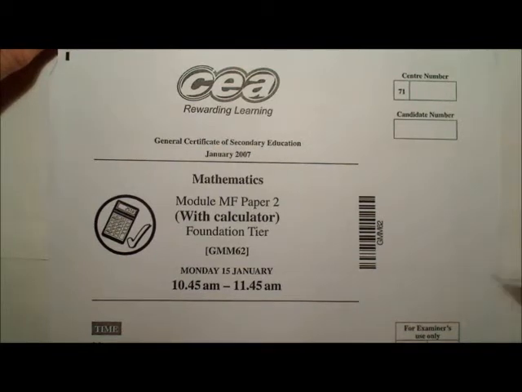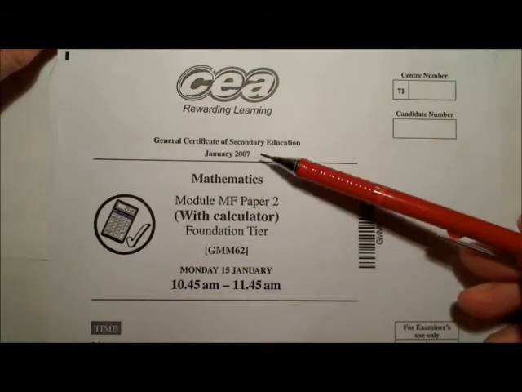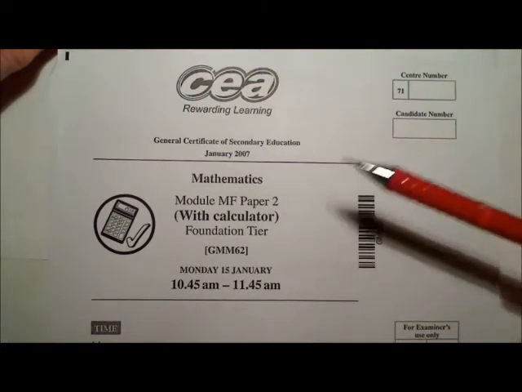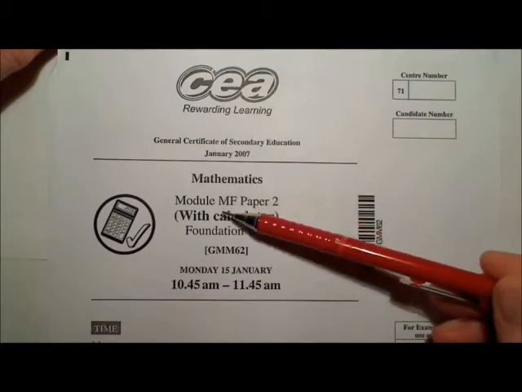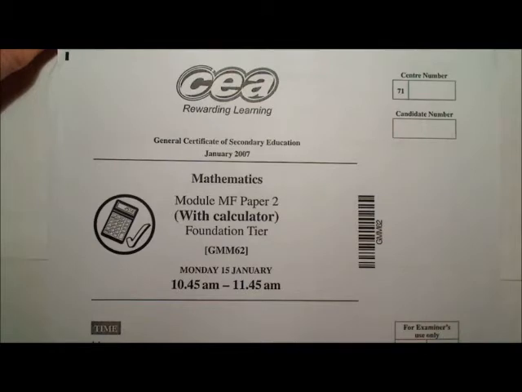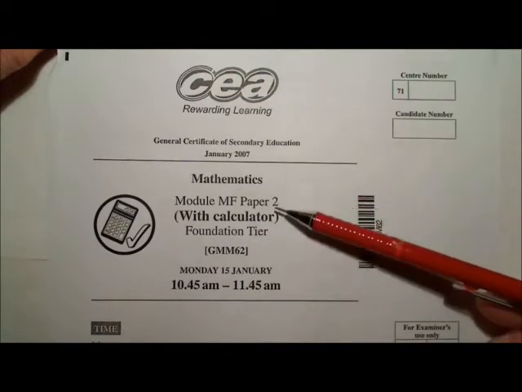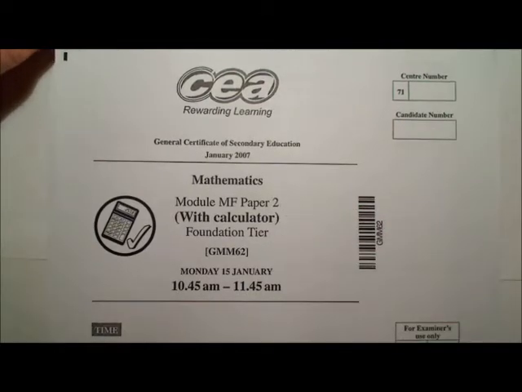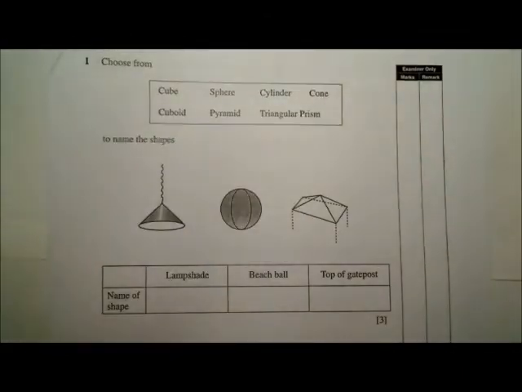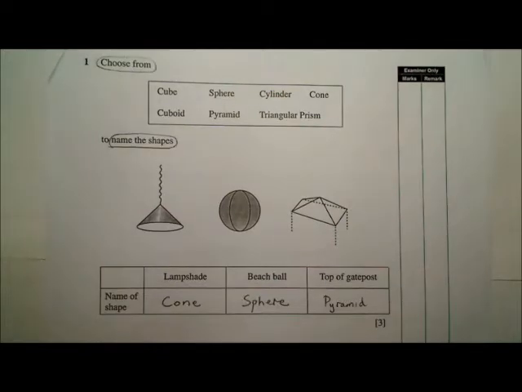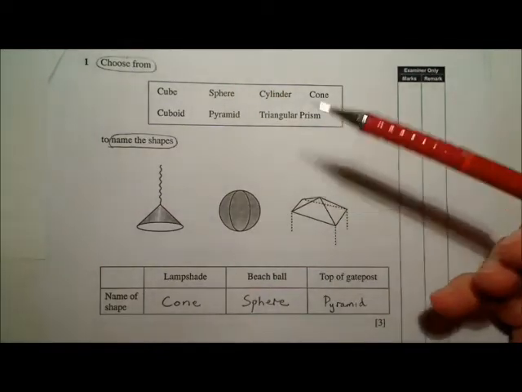Okay, so this is our next paper. It's January 2007. It's the completion paper, MF or N5 paper. It's paper 2, which is a calculator paper. And the first question, if you have a look at that, and then we'll go through the answers in a minute. Okay, so question 1 here.